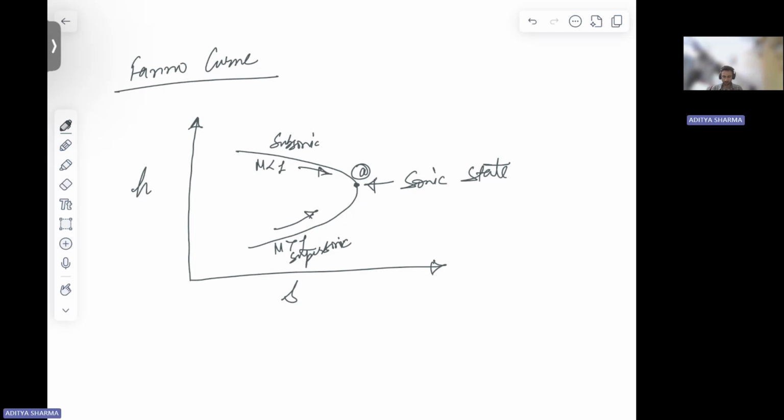And when your flow is supersonic, you keep on increasing the length of the duct, its Mach is going to decrease. And same is the case here also, that for a critical length, your flow is going to get choked. Okay, your Mach is going to become 1.